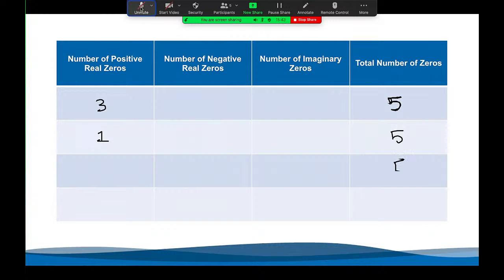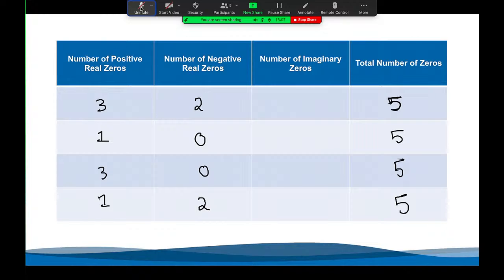So then we also know that we have 2 or 0 negative real zeros. So then we can write, in the first column, we'll just say 3, 1, 3, 1. And in the second column, we'll write 2, 0, 2, 0. This represents every combination of the possible positive and negative root combinations.